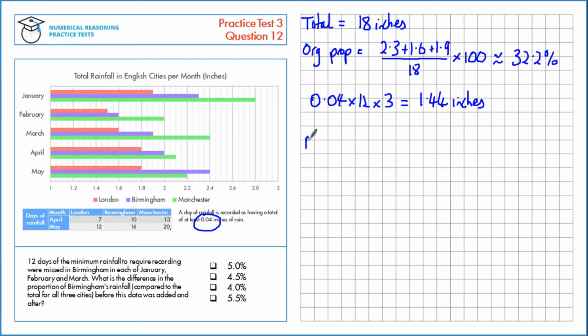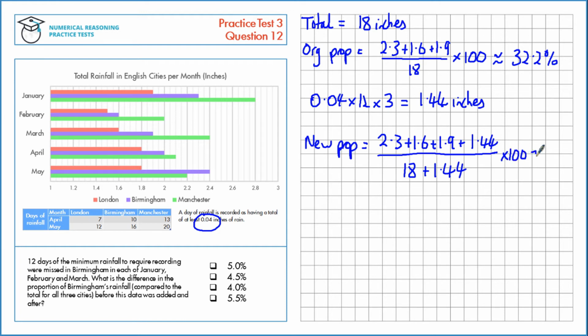So the new proportion is the same calculation here, 2.3 plus 1.6 plus 1.9, but we need to add on 1.44 inches for Birmingham's additional rainfall, divided by 18, and we also need to add on 1.44 as well, because this gets added on to the total for January, February and March. Now multiply by 100, and that gives us an approximate percentage of 37.2%.